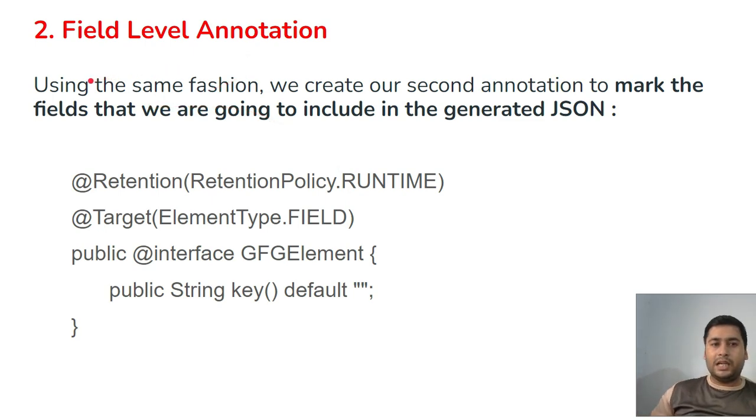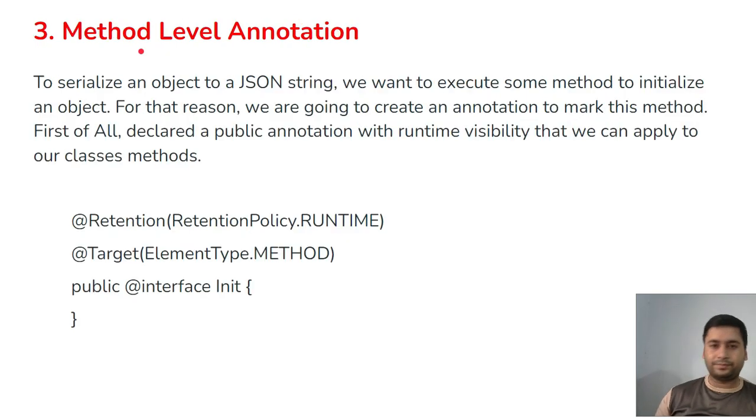In the same fashion, we can create a second annotation to mark the fields that we are going to include in the target JSON. Here it is JsonElement, with a public String key and a default value, and the same thing, Retention and Target, which is RUNTIME and FIELD, because we are creating an annotation for the field. This is the method level one, and you can understand it. I hope you understood what the use of annotations is and what the use of enum is; enum and annotations are really important. So I hope you understood basically what an enum is and what annotations we can create.